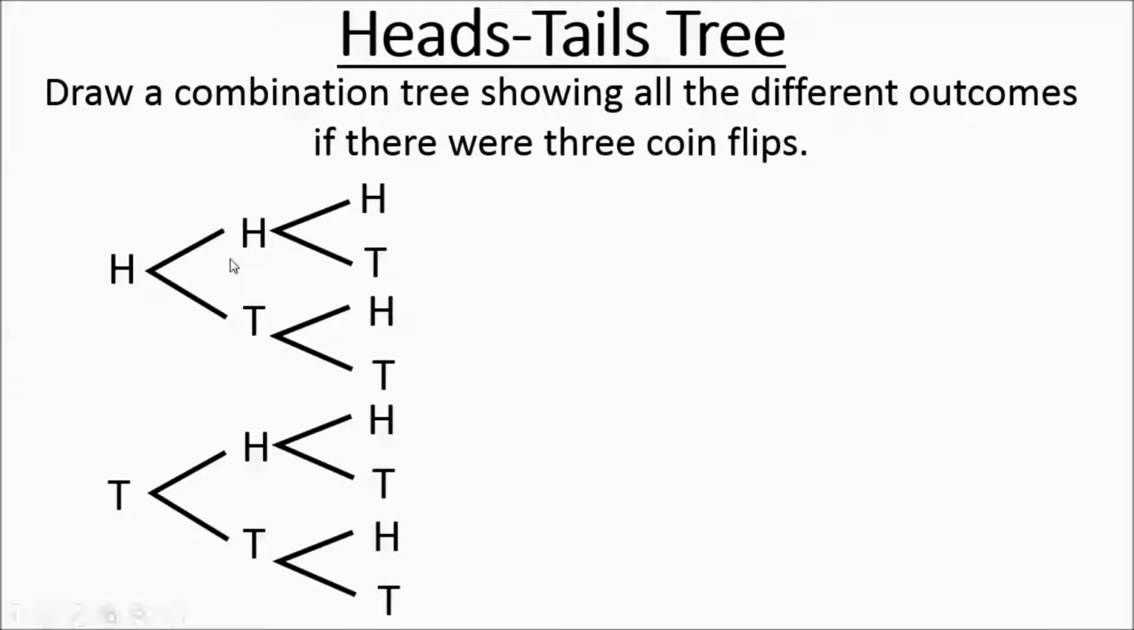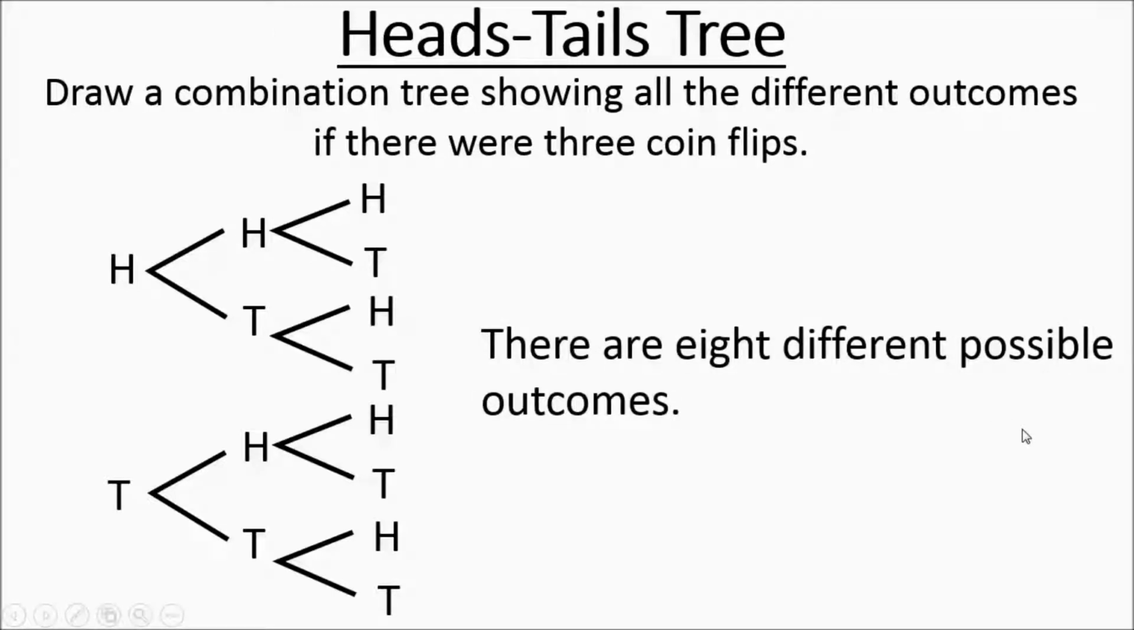So you could have all these different outcomes: heads, tails, and so on. So there's eight different possible outcomes. The quick way to figure it out was like what we learned in class, where two outcomes for the first event, two outcomes for the second event, two outcomes for the third event.